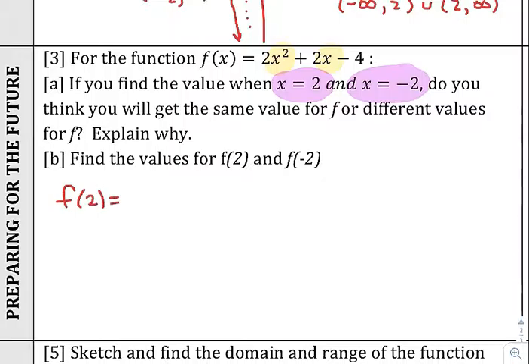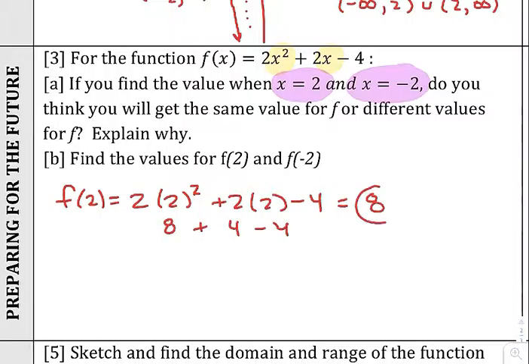So if I'm looking at f of 2, that should be 2 times 2 squared plus 2 times 2 minus 4. So 2 squared is 4 times 2 is 8. That's going to be 4 here minus 4. So the overall value is 8. And so you made a prediction whether or not negative 2 is going to produce the same value. Let's check it out.